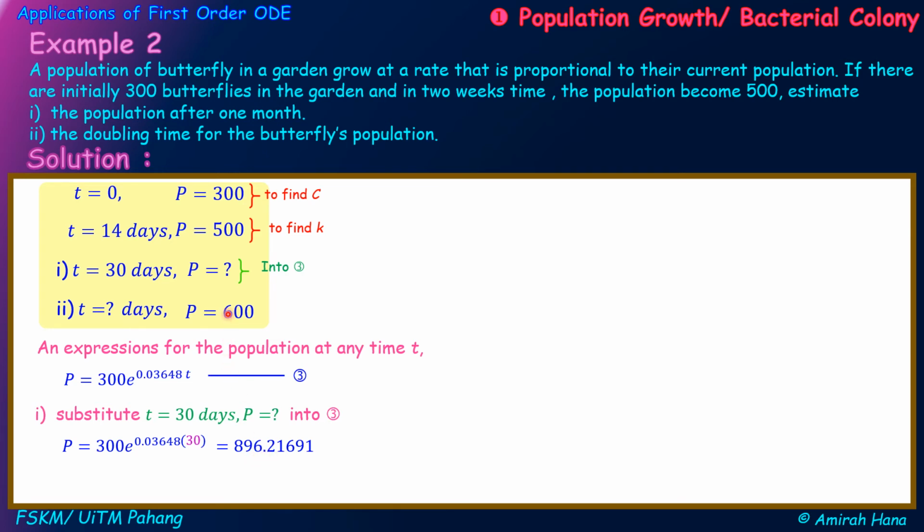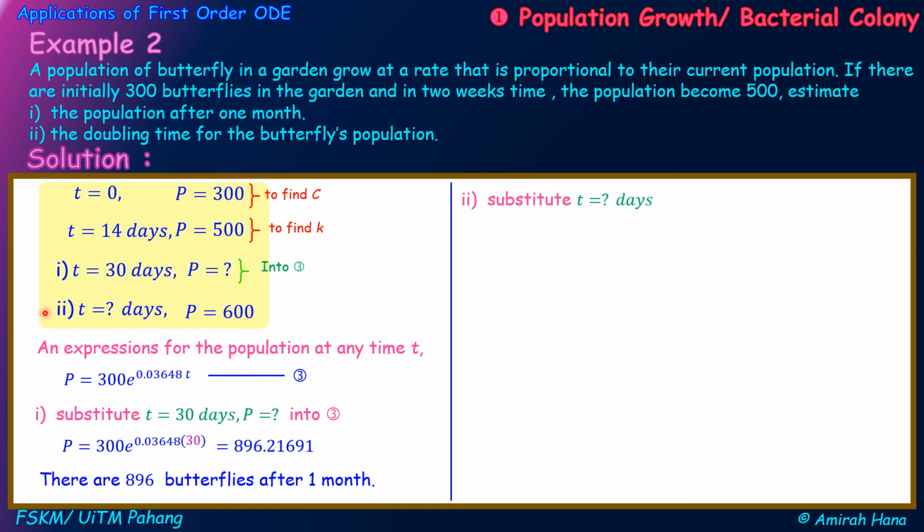Population means we need to write in whole number. So we can write there are 896 butterflies after 1 month. 1 month because 30 days. This is the answer for question number Roman 1.